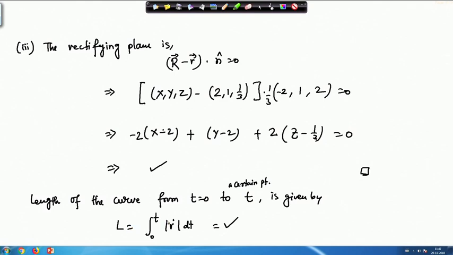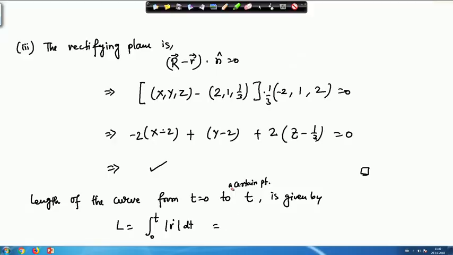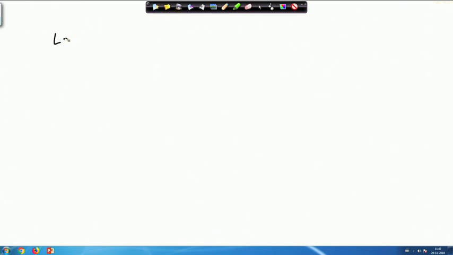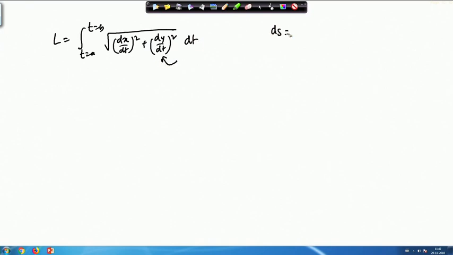If you remember from integral calculus, the length of a curve from a point t equals a to t equals b is basically, let me go to a new page, L equals the integral from t equals a to t equals b. From integral calculus it was square root of (dx/dt) whole square plus (dy/dt) whole square dt, and how this is coming here is mainly because we know that ds square equals dx square plus dy square.